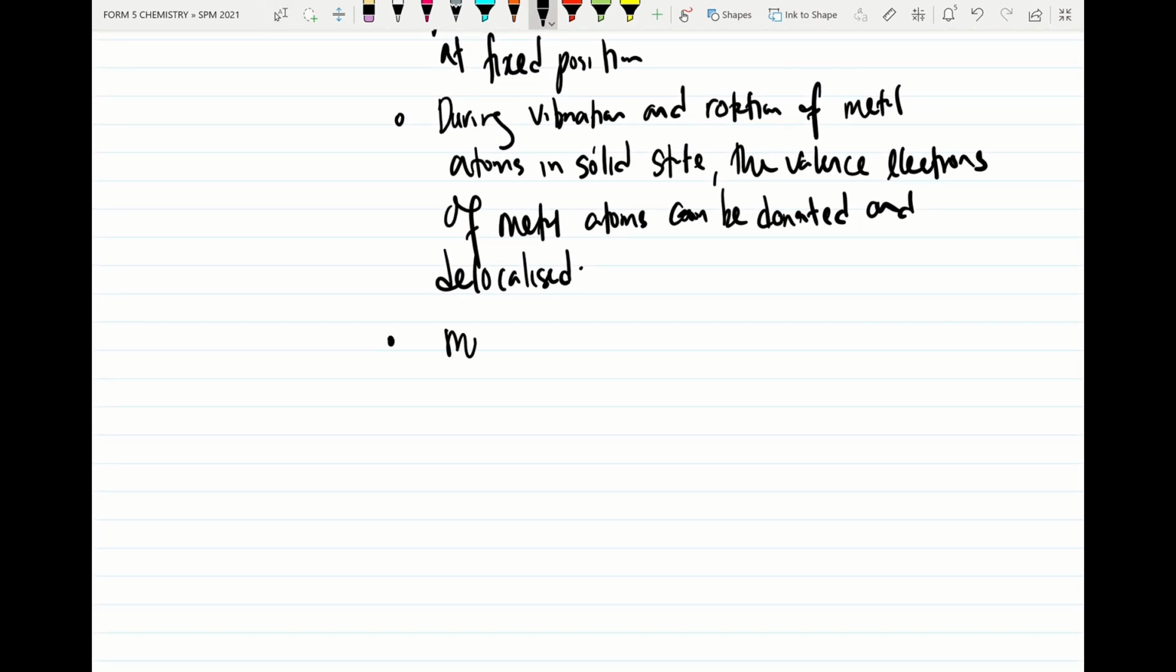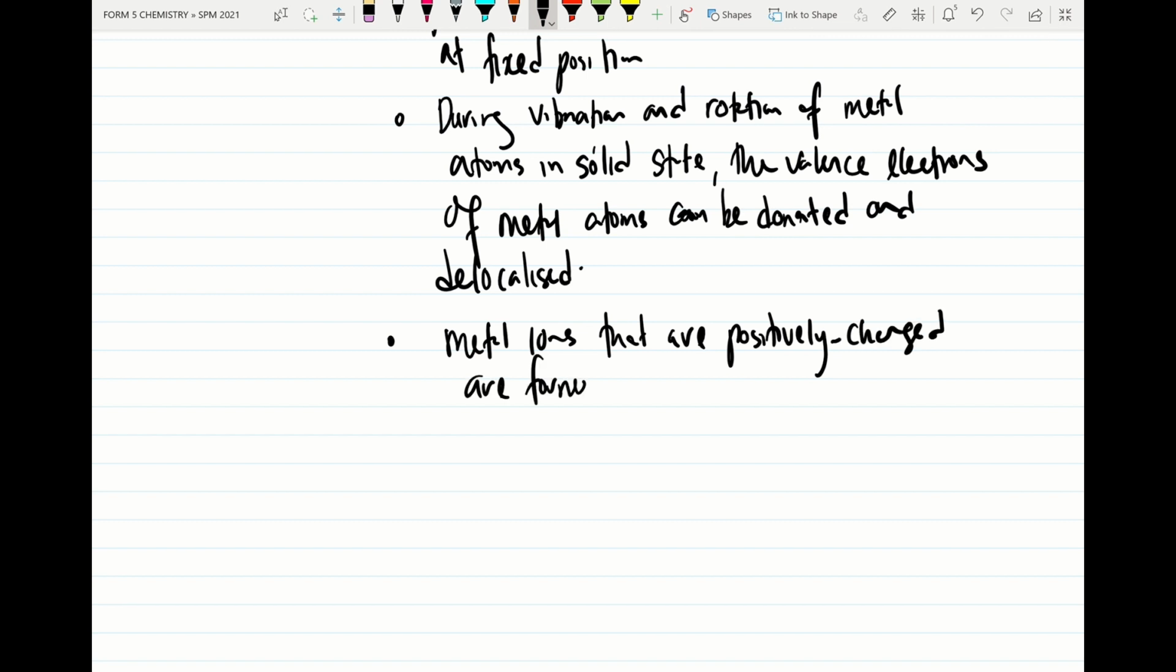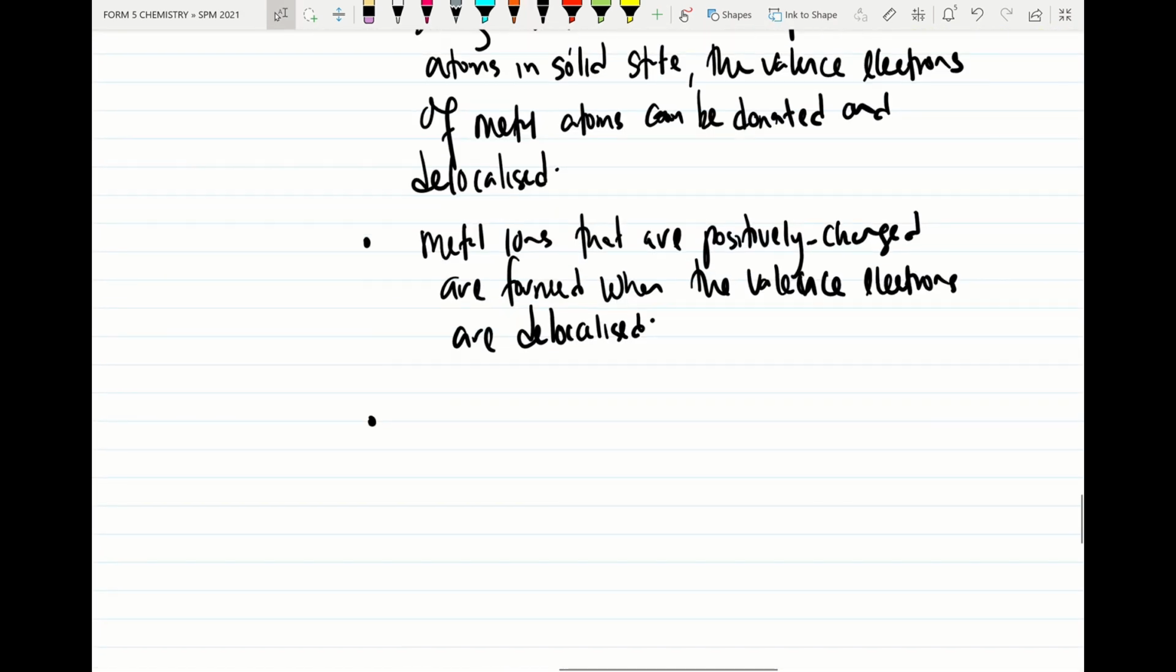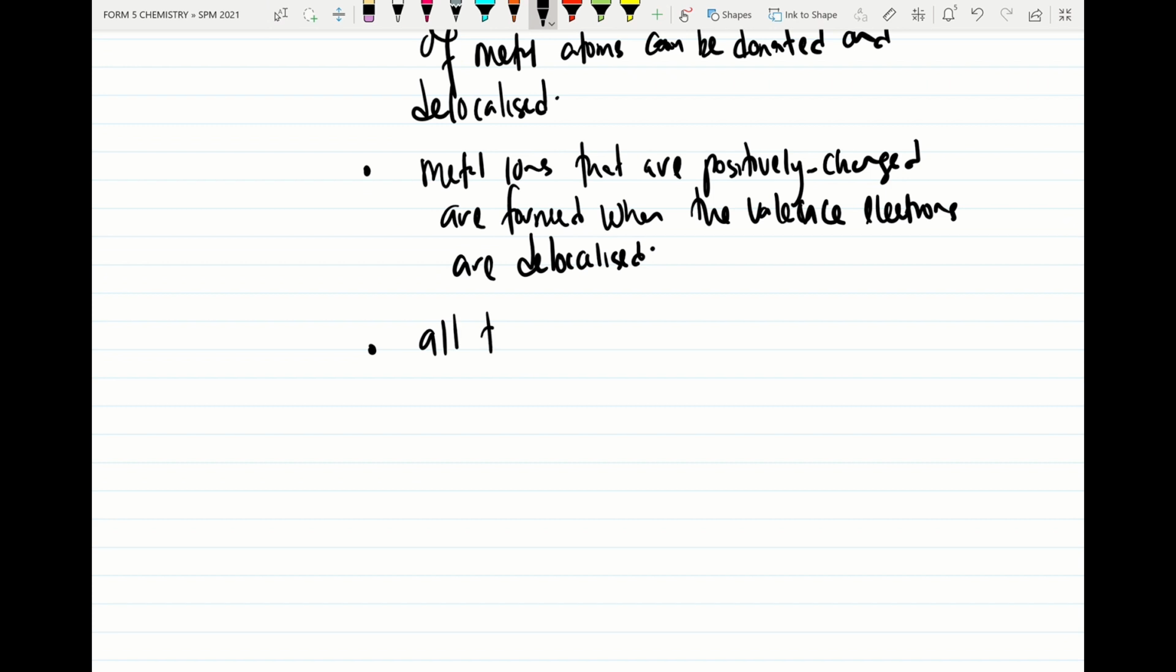The metal ions that are positively charged are formed when the valence electrons are delocalized. All right, we go for point number 5. Point number 5, all the delocalized.